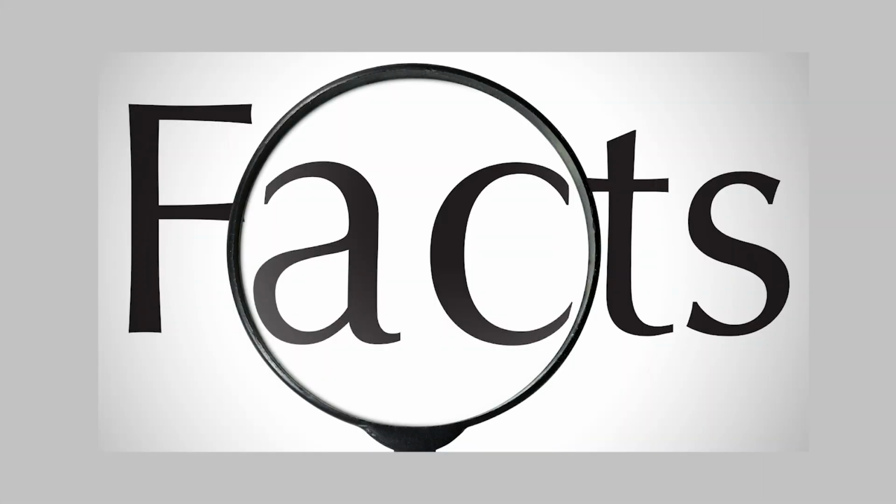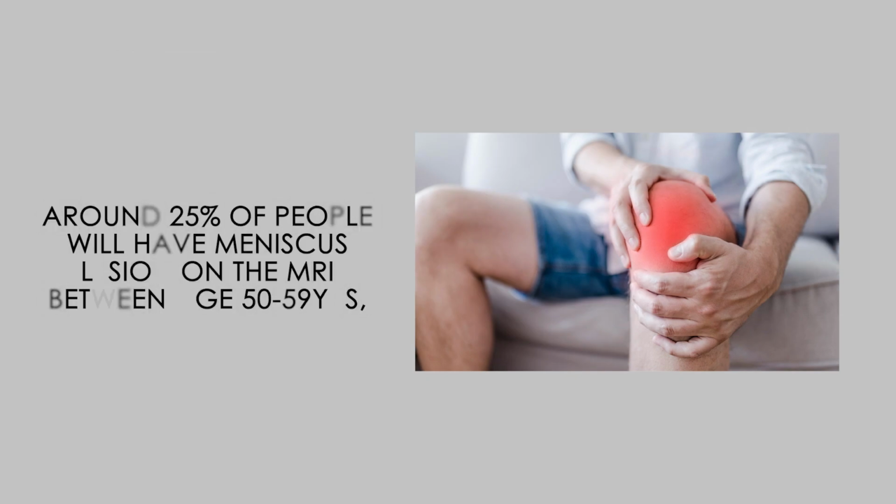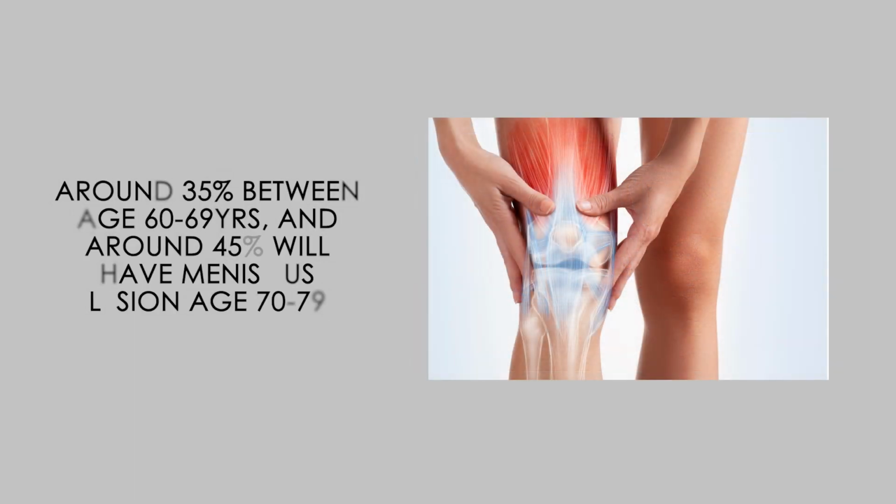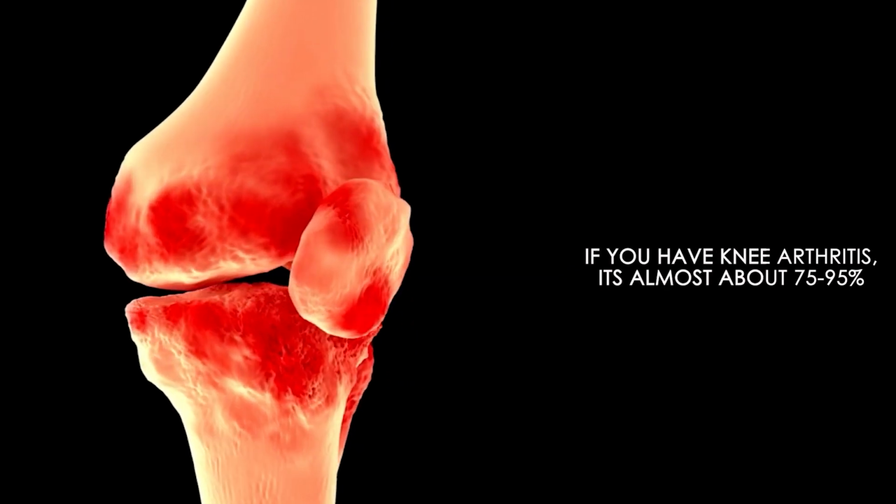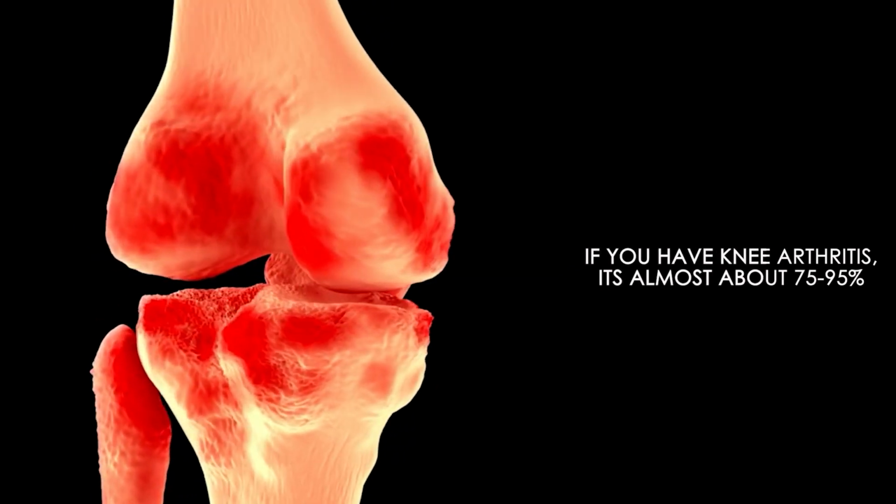So let us talk about a fact here. Around 25% of people will have a meniscus lesion on the MRI between the age 50 to 59. Around 35% around the age 60 to 69. And around 45% will have a meniscus lesion between age 70 to 79. And let us say this patient also has knee arthritis, then it's almost going to be 75 to 95%. So just because the MRI shows a meniscal tear, it doesn't mean that is what is causing your symptoms.